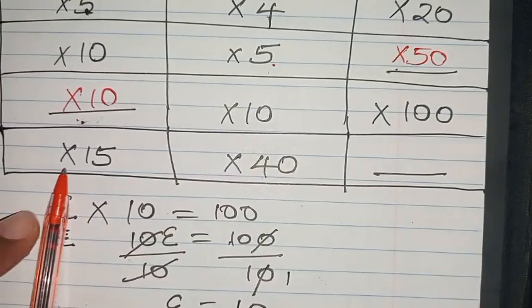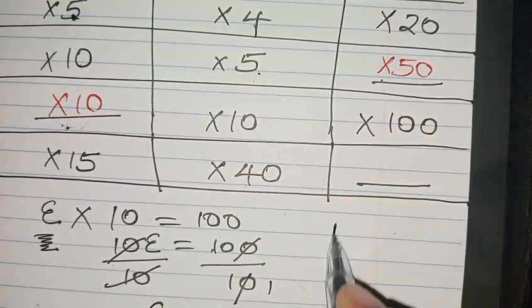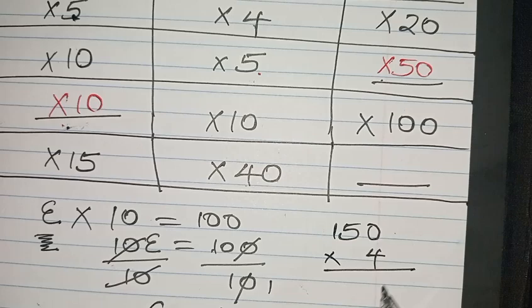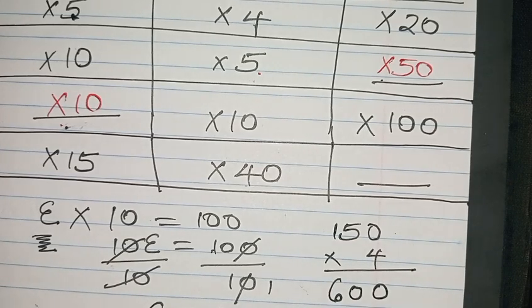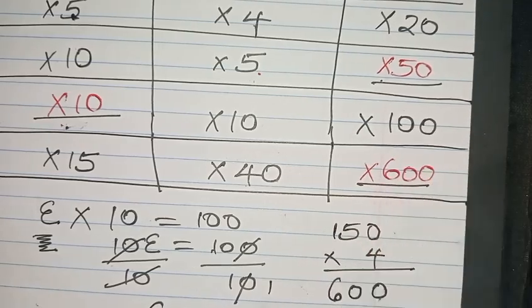And finally, times 15 times times 40, you get 15 times 40, I think is 600. Let's see. 150 times 4 is the same as 15 times 40, which is 600. So I think you write times 600.